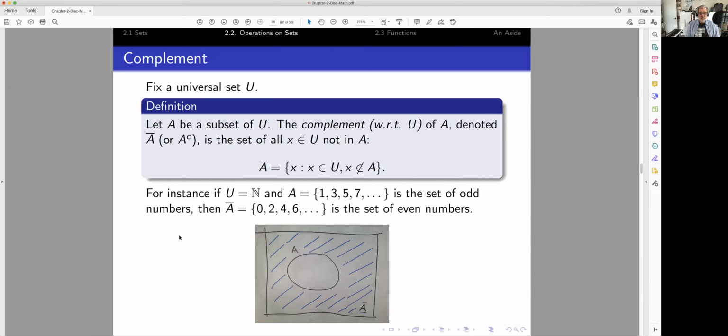Here the picture tells you exactly what this is supposed to be. So here's an example. If the universal set is the natural numbers and A is the set {1, 3, 5, 7, ...}, you see here I use the three little dots. You can guess what this is. It's the set of odd numbers. Then the complement is all the natural numbers which are not odd, which are the even numbers: 0, 2, 4, 6, and so on. That should make sense.